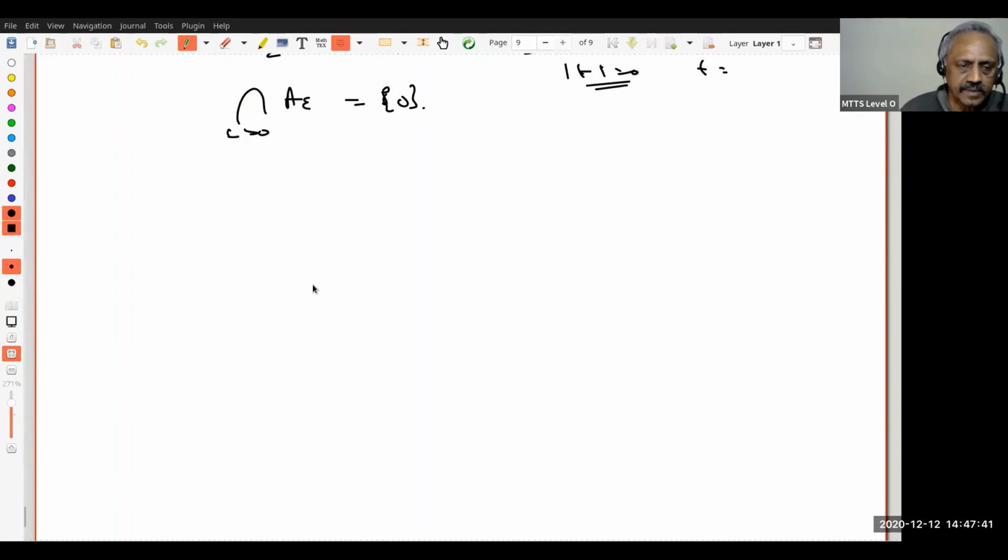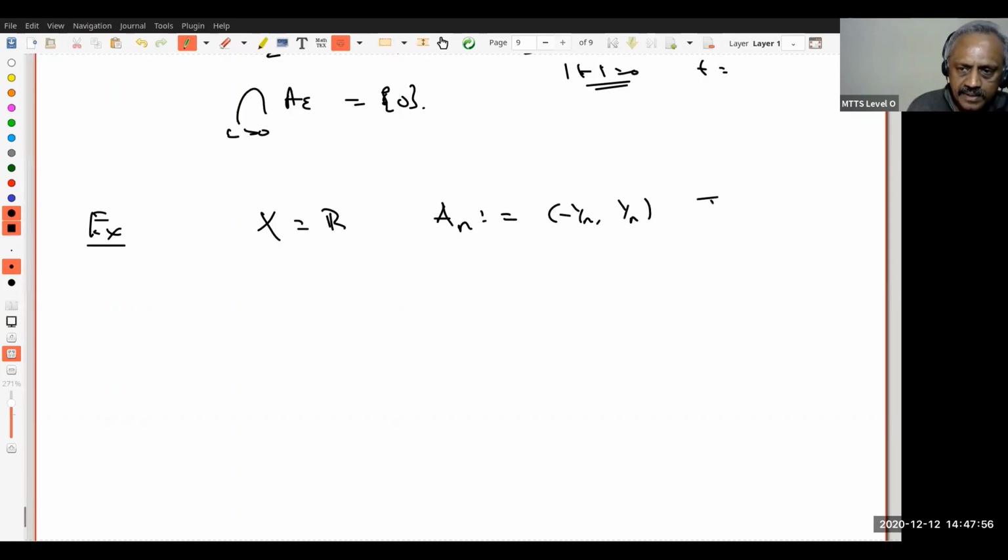Is it okay? Just the same thing, but I will change the indexing sets differently now. My X is equal to R. Now I will define A_n to be (-1/n, 1/n). My indexing set I is the natural numbers. This you must have seen in the nested interval theorem. This is the first counterexample they will give you.